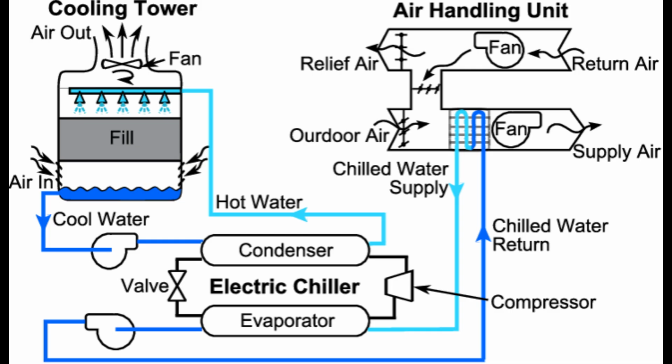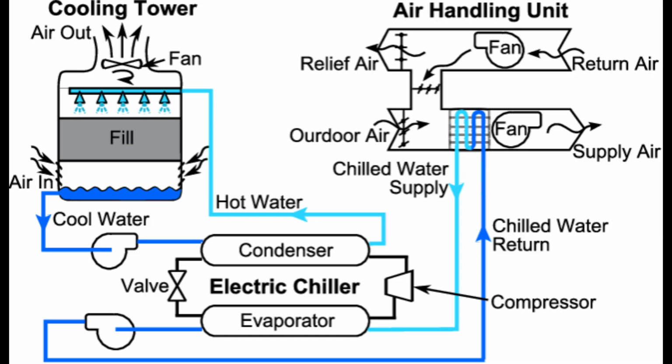Valve. Expansion valve. The high-pressure liquid refrigerant then passes through an expansion valve, often a thermostatic expansion valve, or TXV. This valve reduces the pressure of the refrigerant, causing it to cool down significantly before it re-enters the evaporator to absorb more heat, completing the refrigeration cycle.